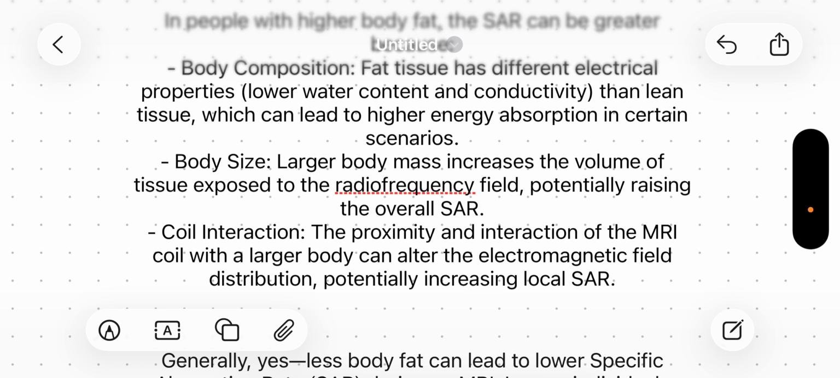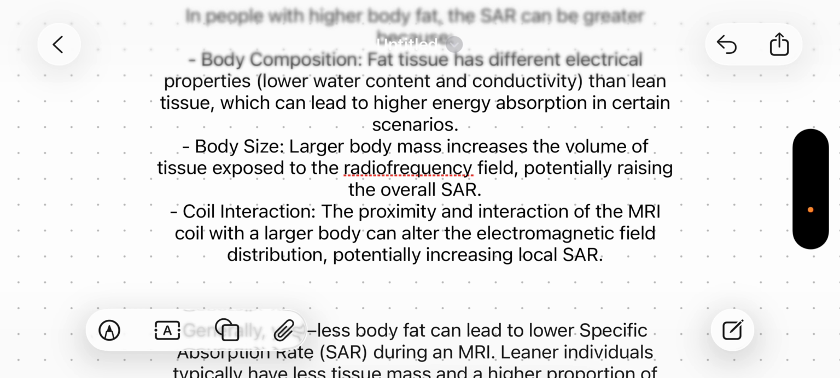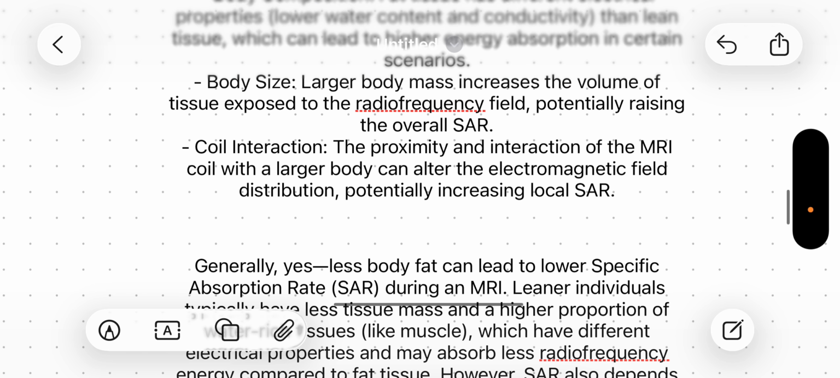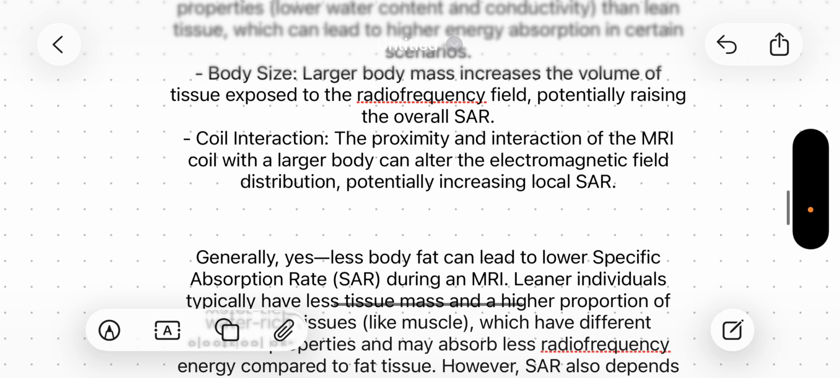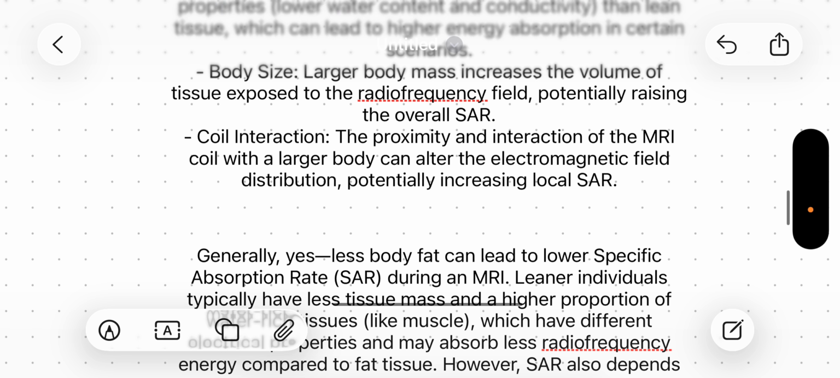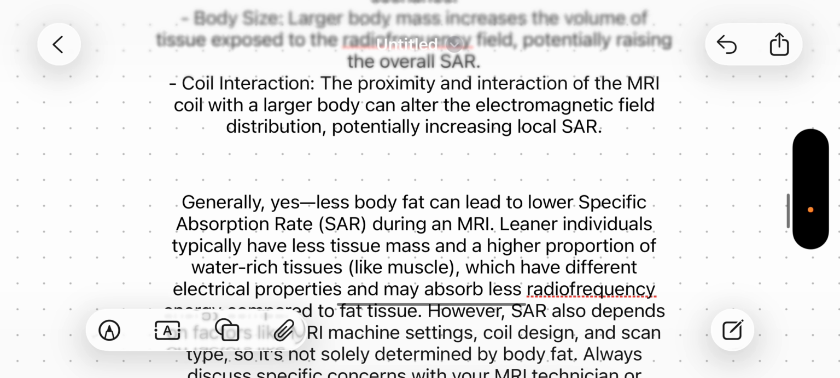Okay, now the body size. Larger body mass increases the volume of tissue exposed to the radio frequency field, potentially raising the overall SAR. And also the coil interaction: the proximity and interaction of the MRI coil with a larger body can alter the electromagnetic field distribution, potentially increasing the local SAR.